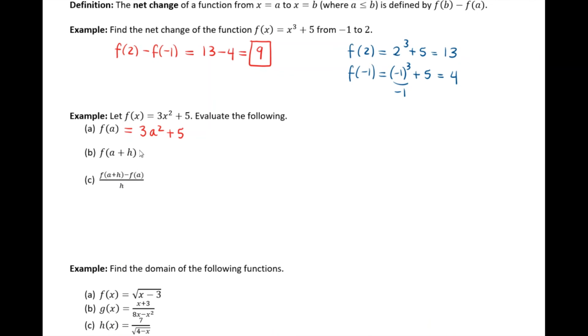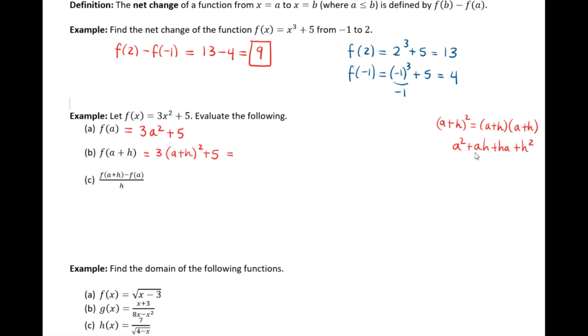It's that simple. For this one, it's the same thing, but this time you'll put A plus H. So it's going to be 3 times A plus H squared plus 5. Of course, we can do more because you can use FOIL to expand this. If you look at A plus H squared, this is simply A plus H times A plus H. You're doing the FOIL for this. It's going to be A squared plus AH plus HA plus H squared.